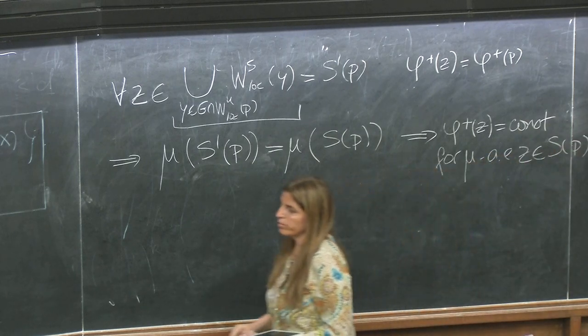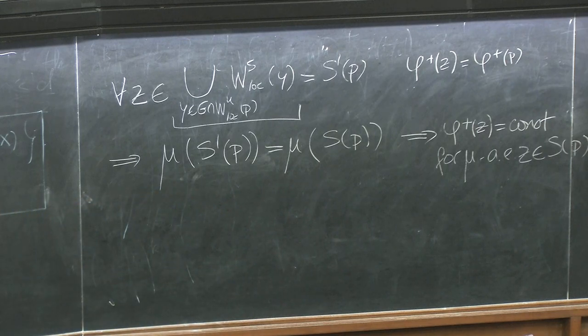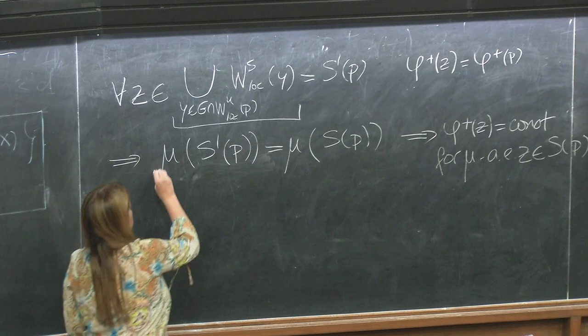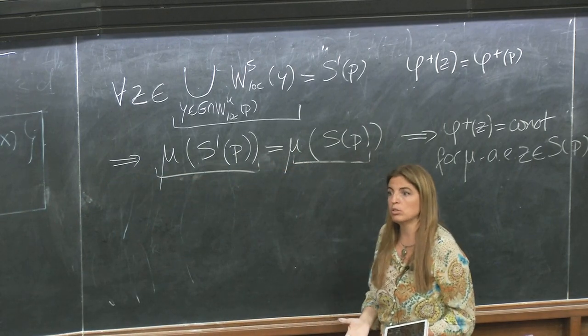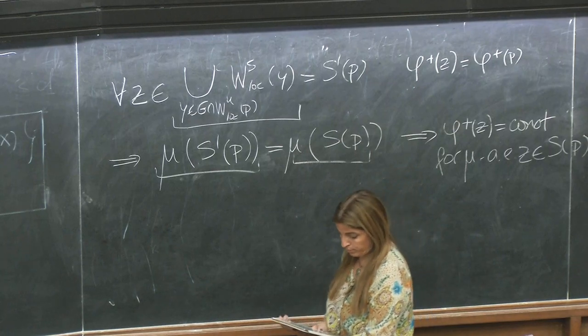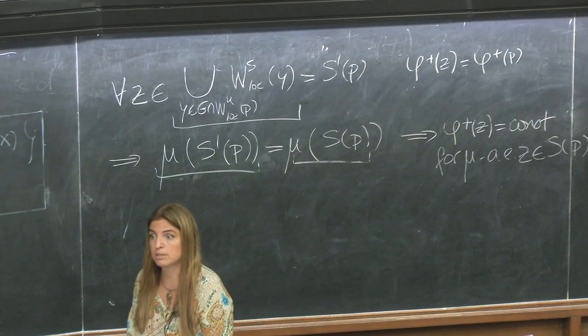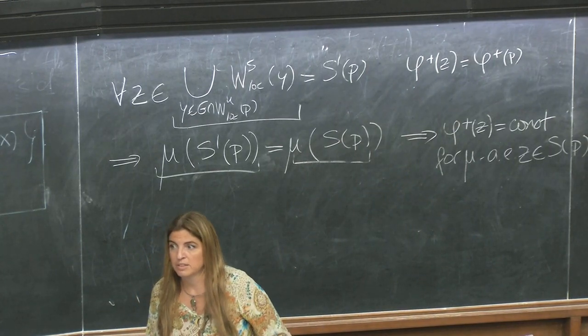Now we can cover the torus with these squares, and they can overlap, and since phi plus is constant in each of these squares, it will be constant all over the torus. And so with this, we have finished the proof that it is ergodic, and that's it. Thank you.